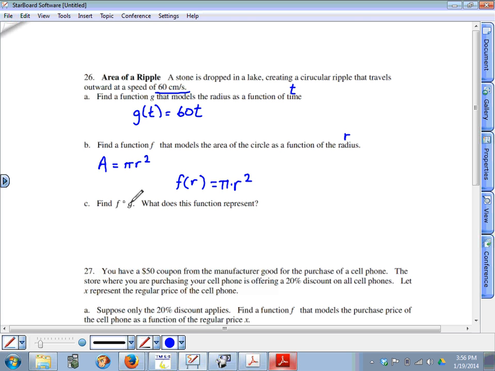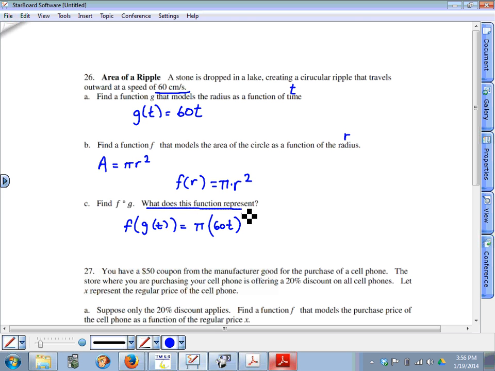Now f of g of t is what they're asking us to find. That means g of t is going to go inside of the f function for this input here. So it's going to be pi times the g function, which is 60t, squared.